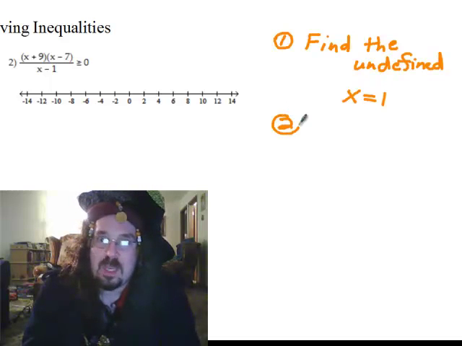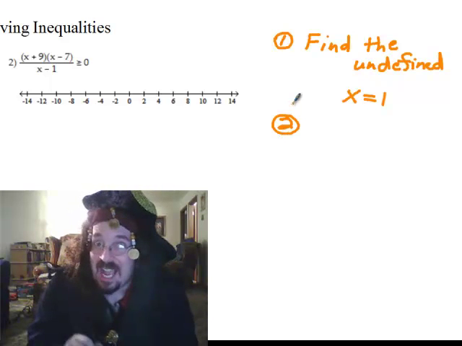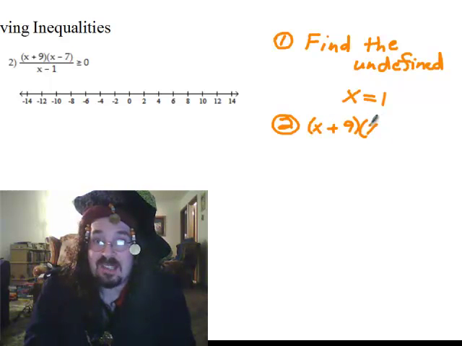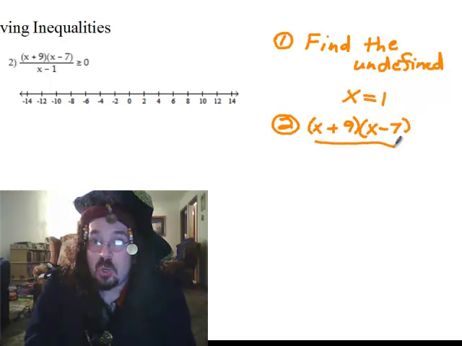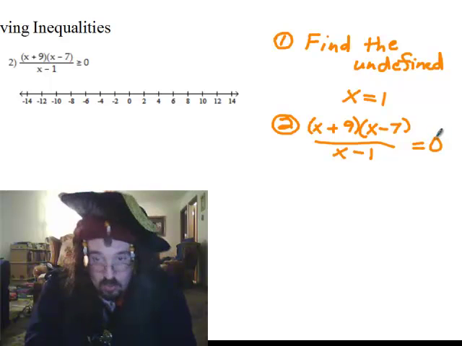The next thing we need to do is pretend that the right-hand side and the left-hand side are equal. So I have (x plus 9) times (x minus 7) over (x minus 1) equals 0.